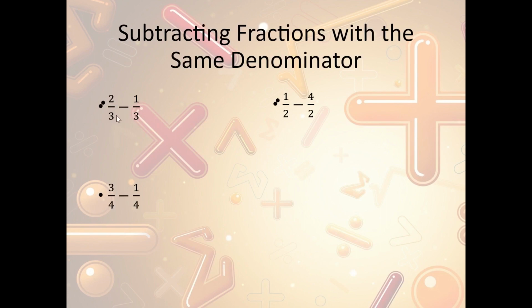So we have 2 over 3 minus 1 over 3. Notice, same denominator. So we're just going to subtract the numerators. So 2 minus 1 over 3. Well, 2 minus 1 is 1, so that's 1 over 3.